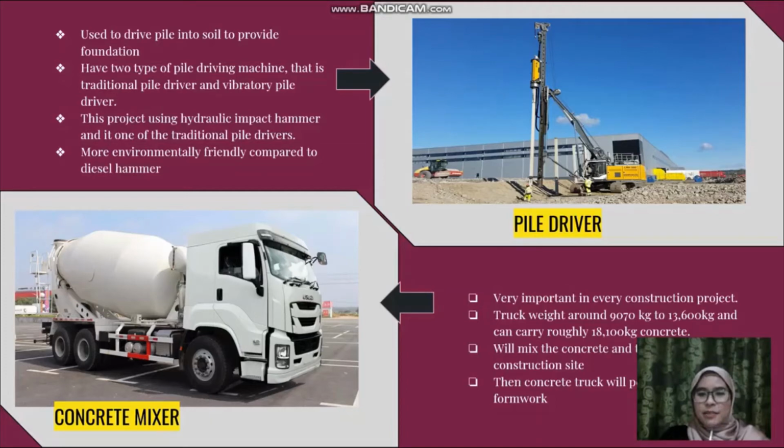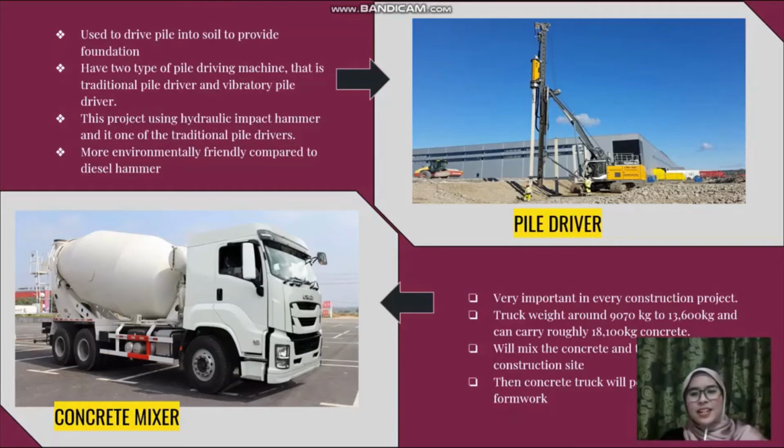The next machinery is the concrete mixer. The concrete mixer is important in every construction project. The concrete mixer weight is around 9,070 kilograms to 30,000 kilograms, and it can carry roughly 18 kilograms of concrete. The concrete will be mixed in the concrete mixer and then transferred to the construction site. Then the concrete truck will pour the concrete into the hopper.